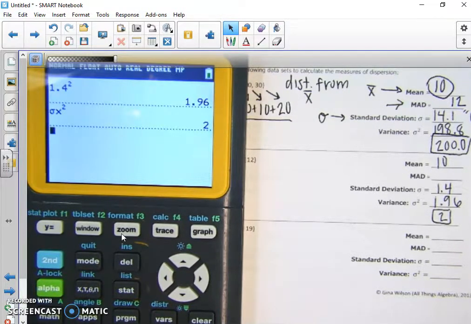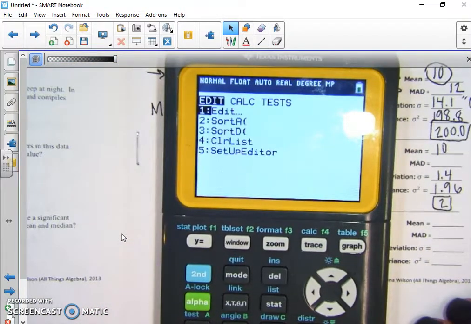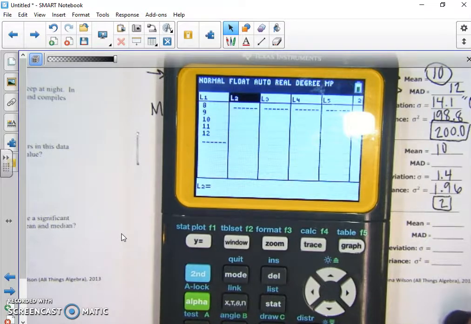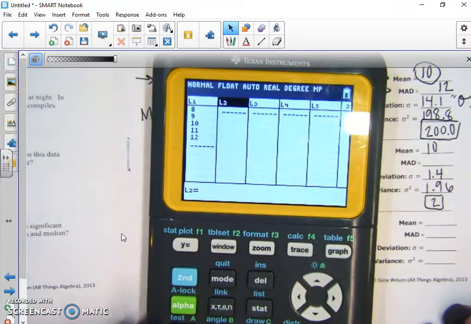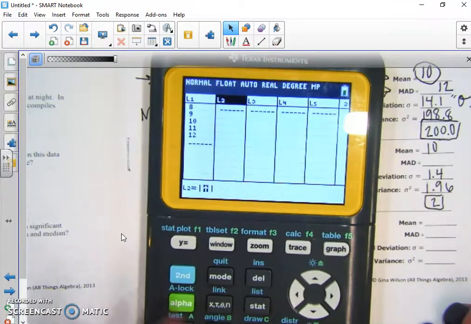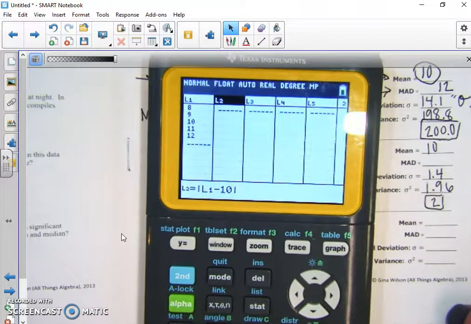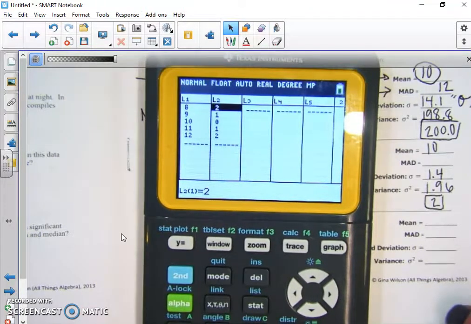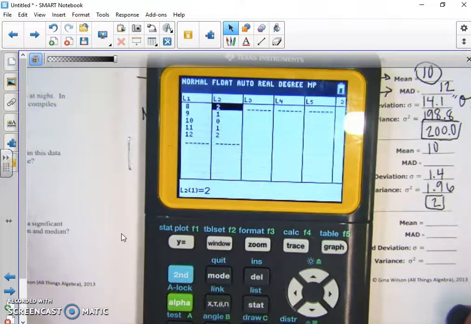Okay, so the last thing we got to find is mean absolute deviation. So we're going to go back to our Stat, Edit. Let's go over to L2. So it's the distance between each of these numbers and the mean, which is 10. So we go Math, Num, Abs, absolute value of L1, so second 1, minus the mean was 10. And this should tell us the distance between each number and 10. 2, 1, 0, 1, 2.